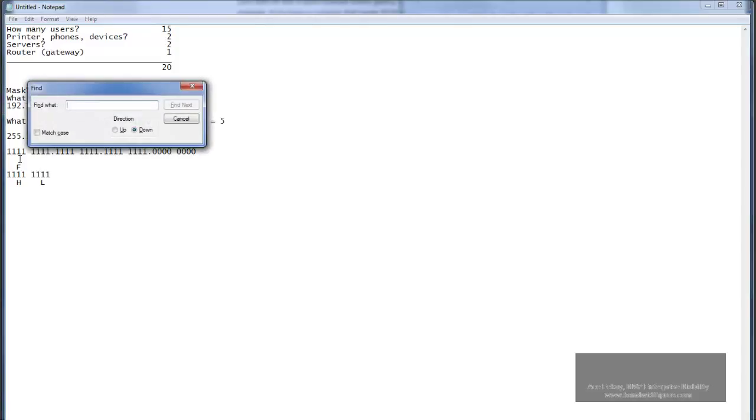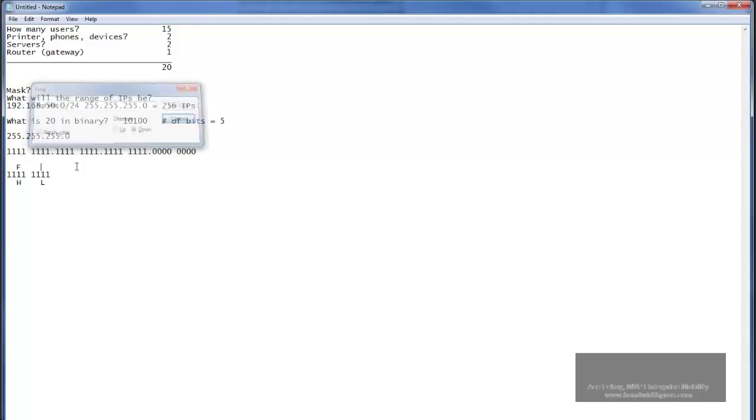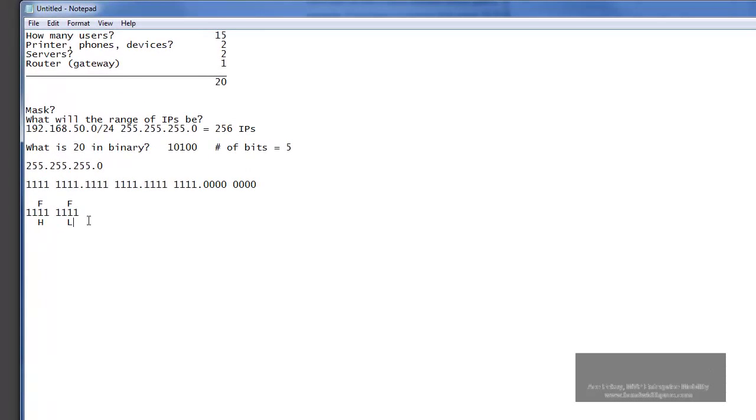Actually, the equal FF. Whoops, that's not what I wanted. I hit the control button. That's what I wanted to do. I wanted to hit that. So really, in this case, FF in hex equals 255. Anyway, that said, we'll come back to hex a little later.